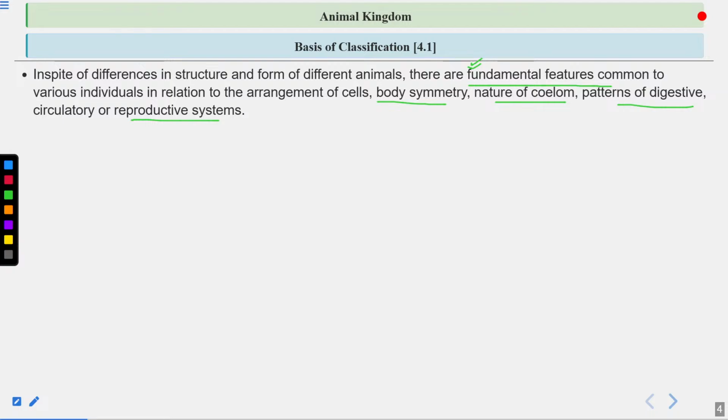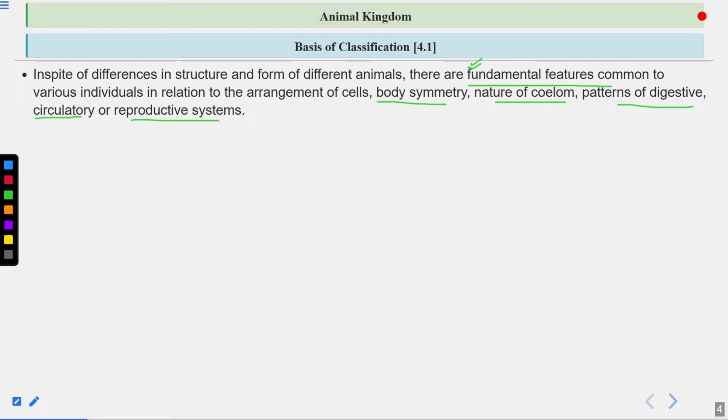But these fundamental features show some differences in every organism. Like if we take the circulatory system, there are two different types: open circulatory system and closed circulatory system. So in some organisms, you will see the circulatory system is of open type, and in others, you will see that they are of closed type, right? Similarly, the digestive system may be complete or incomplete, right? So these are the features that we must know before studying animals.